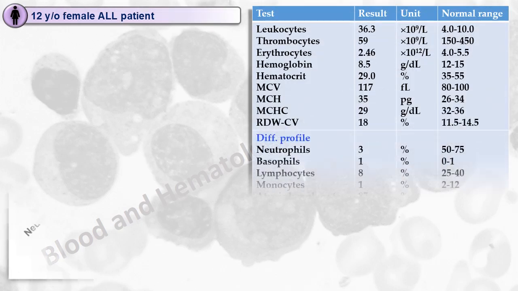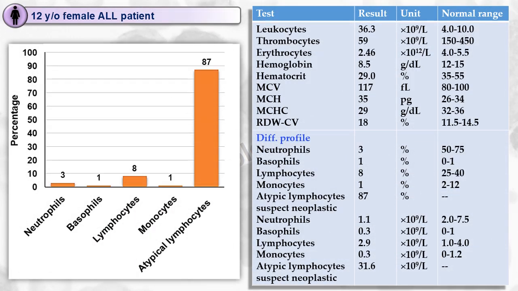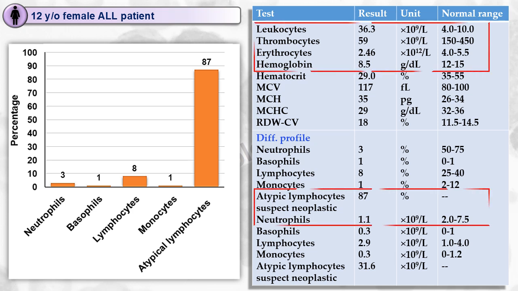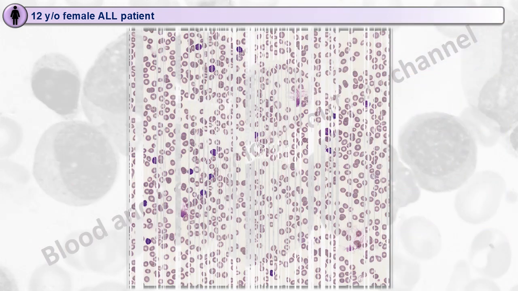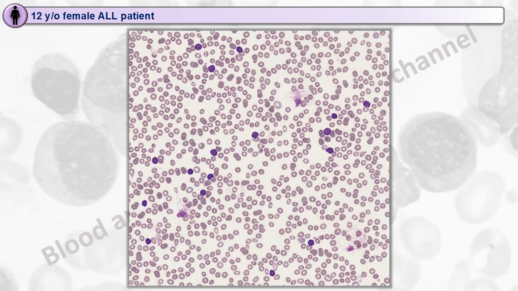The CBC results and diagrammatic representation of the leukocyte differential count of a 12-year-old girl showed leukocytosis, neutropenia, anemia, thrombocytopenia, and 87% atypical lymphocytes suspected to be neoplastic cells. The patient's peripheral blood film examination showed leukocytosis, atypical lymphocytes, and few smudge cells.